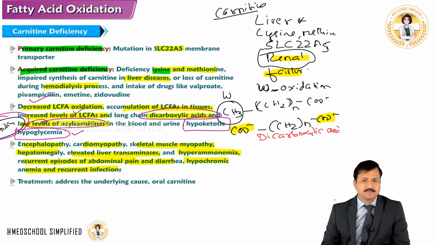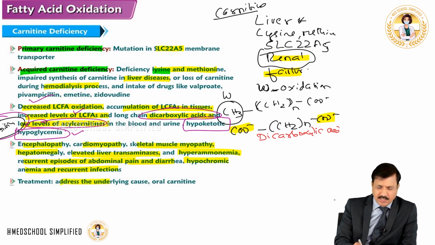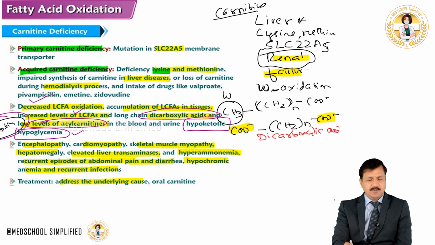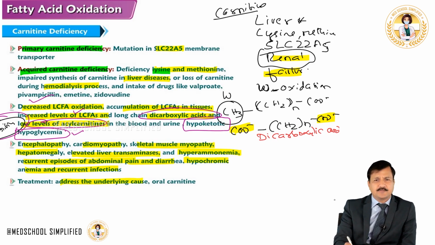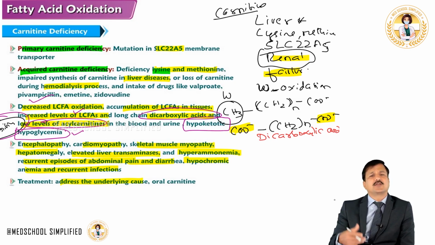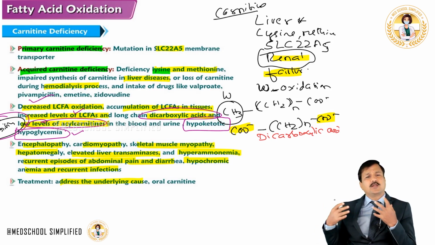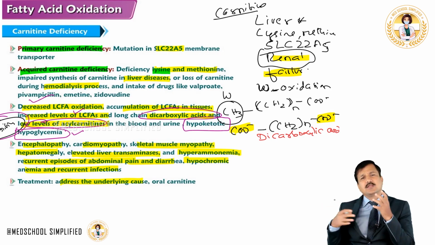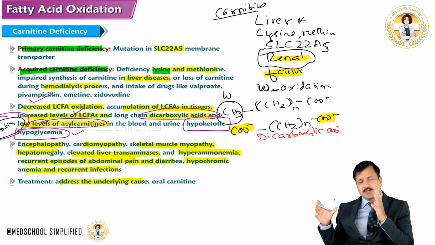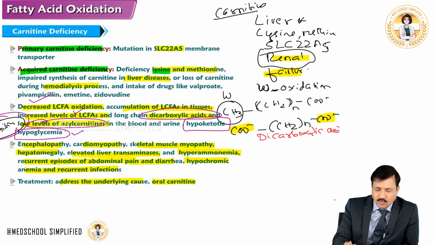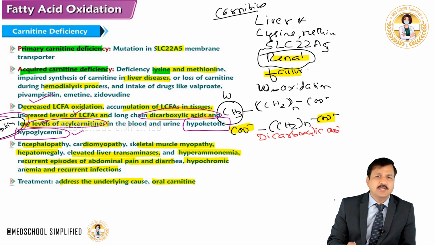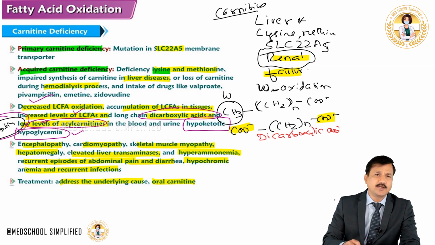of fatty acids. Treatment is, you need to address the underlying cause, especially in acquired carnitine deficiency. If it is an essential amino acid deficiency, you will have to supplement the essential amino acids lysine and methionine. If it is a liver disease, you will have to address the liver condition. If it is a renal condition, address the renal issue. Or if it is because of drugs like valproate, pivampicillin, emetine, zidovudine, this kind of thing, you will have to address that particular cause. And then we can give oral carnitine supplementation to improve the condition. So that's about carnitine deficiency.